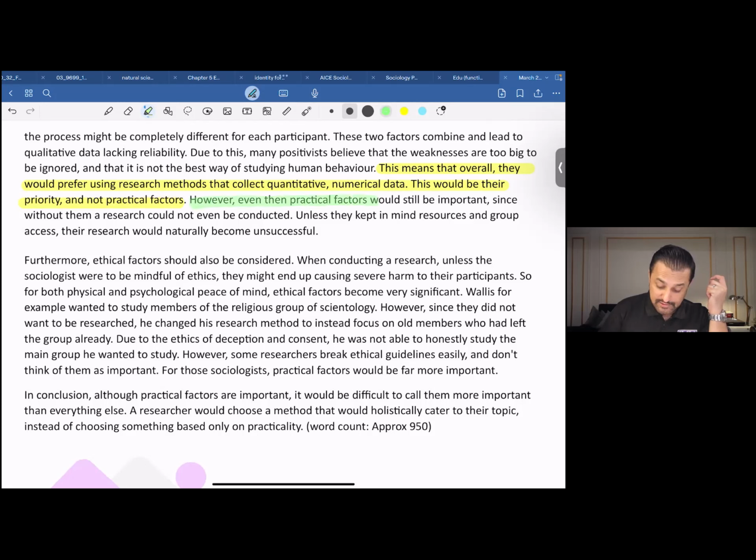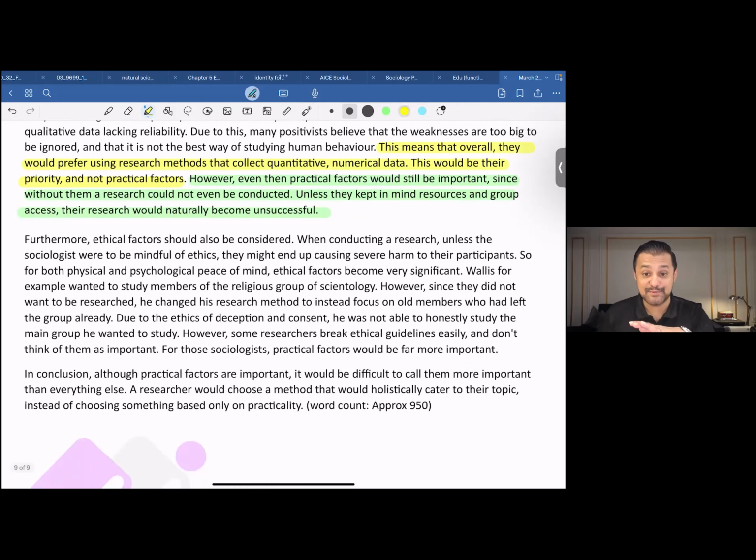However, even then practical factors would still be important, since without them a research could not even be conducted. Unless they kept in mind resources and group access, their research would naturally become unsuccessful. Now, I could explain this to you in detail, but I see this video has already taken too long. Hence, I'm just rushing through this. Furthermore, ethical factors should also be considered.